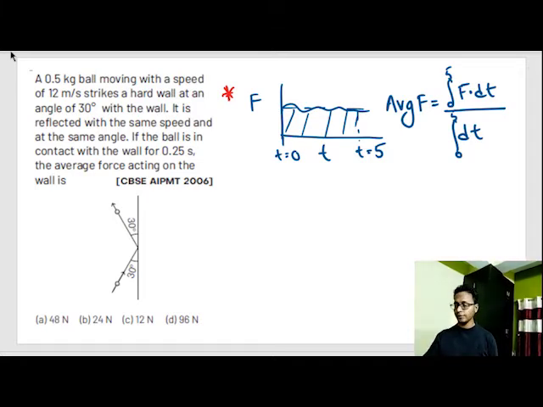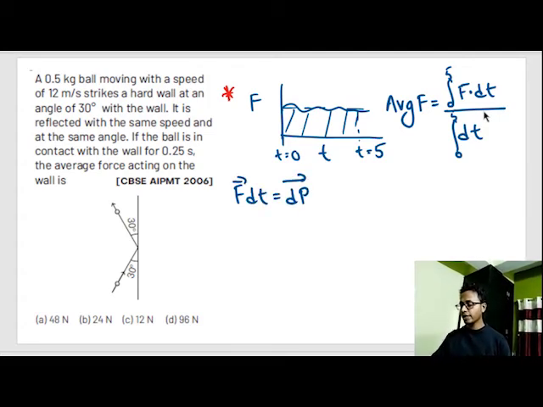Now they are asking the average force. Average force is nothing but f dt. Suppose the ball out here contacted this wall and bounced back for a very small time. The wall applied some force on the ball, and the question is asking to find that average force. So average force is nothing but f dt, and we know from the formula of impulse, f dt can also be written as dp. So can we replace the f dt by dp out here?